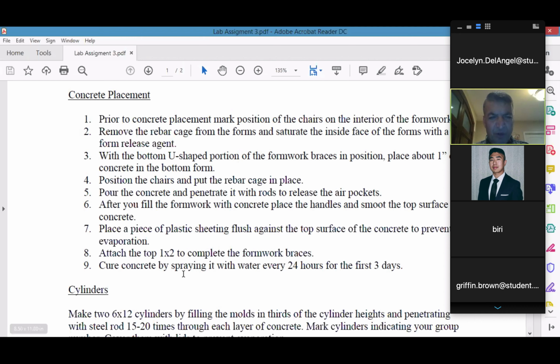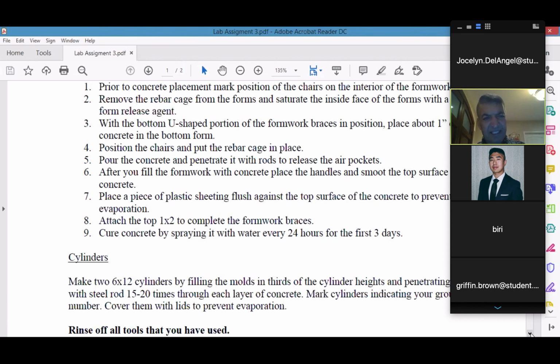Cure the concrete by spraying it with water every 24 hours for 3 days. So in theory, you're supposed to go by and spray water on top for 3 days. It's better for the concrete. It's good to keep it moist. And in fact, if you do that and you listen to it, you're going to hear it fizzle. It's soaking up the water, and then you're going to feel that it's releasing heat. Just part of the material characteristic.